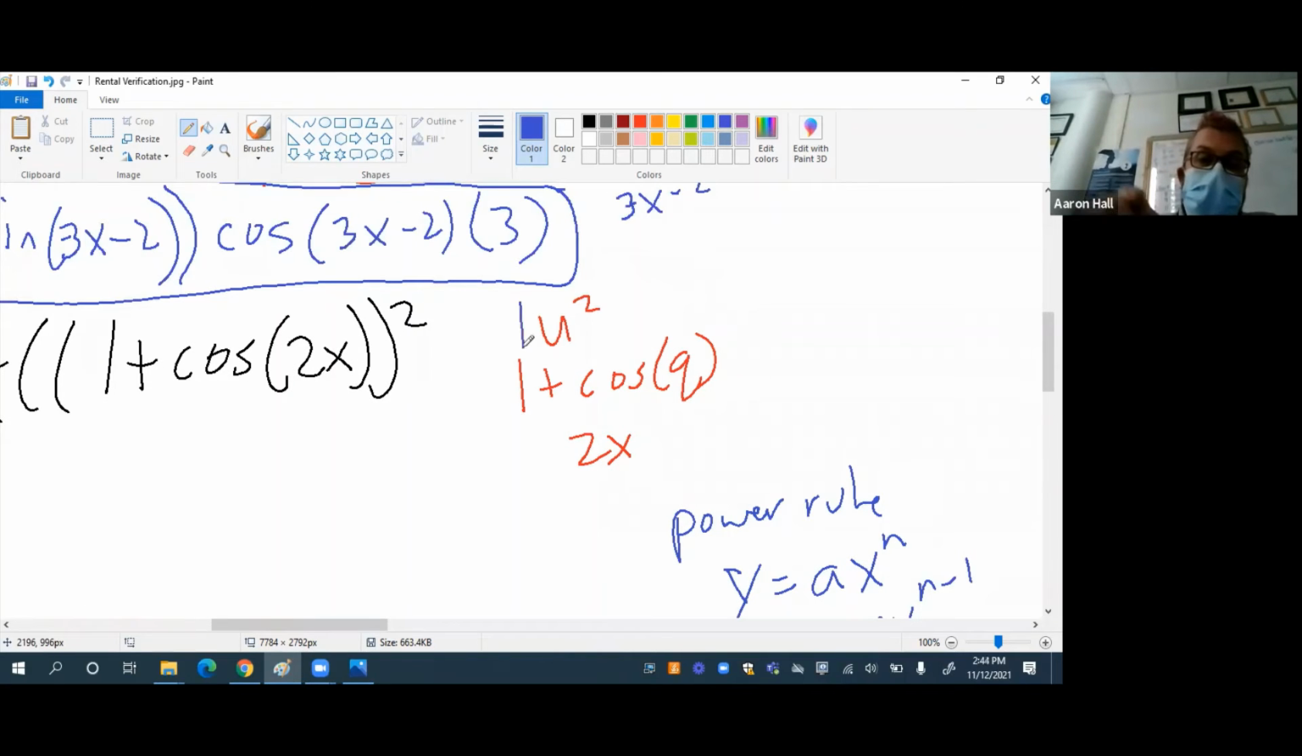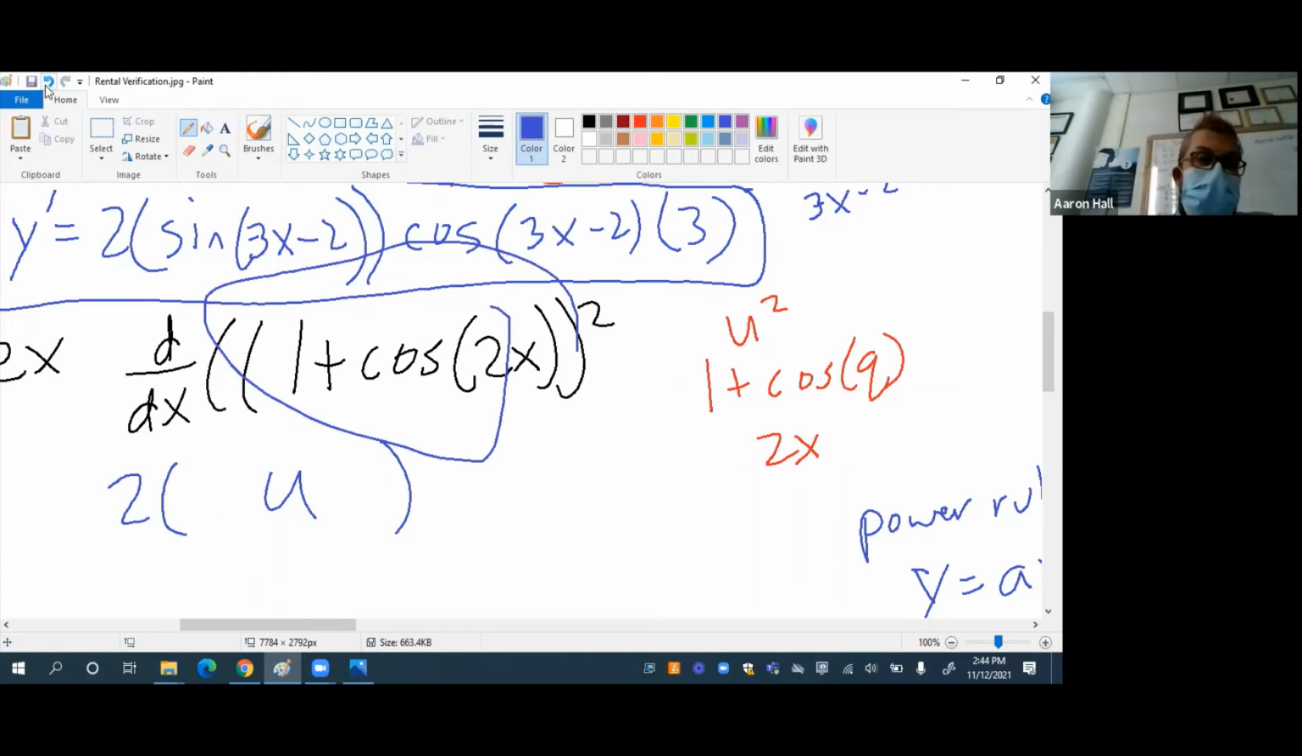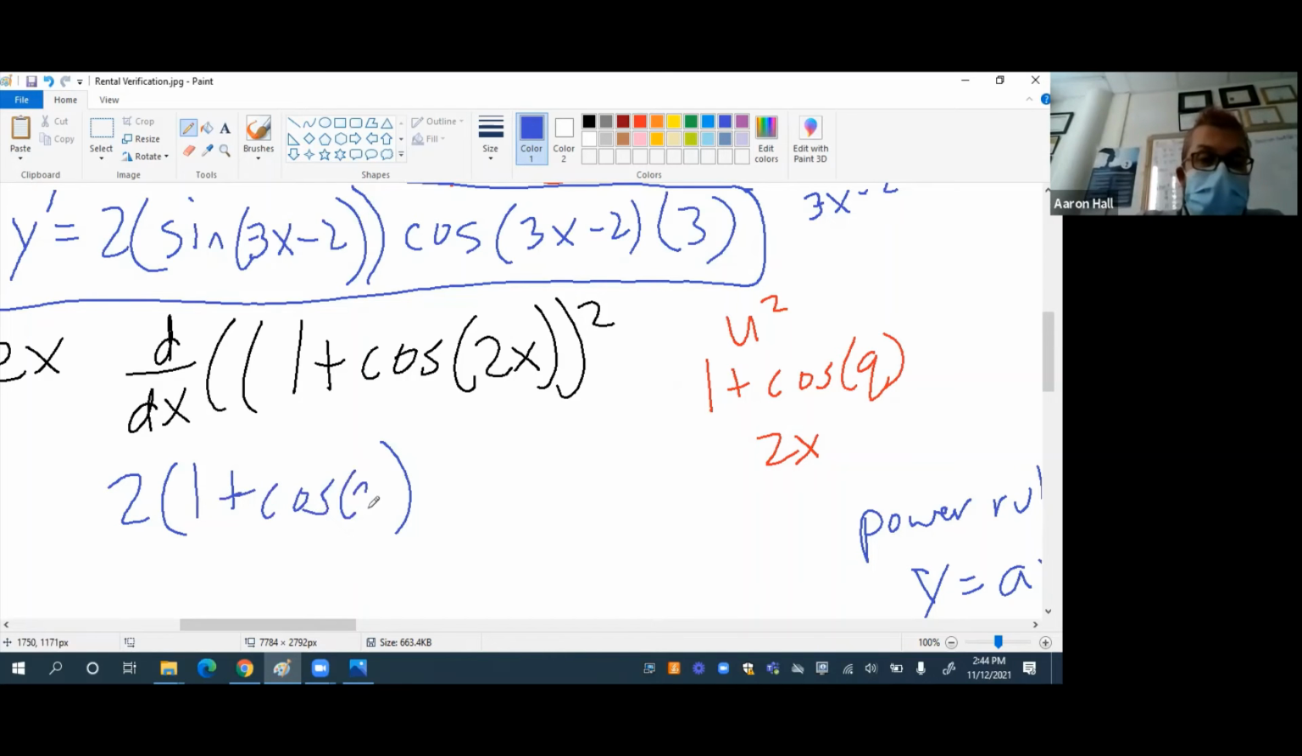Our coefficient is 1. So we multiply and we get 2u to the power of, we subtract 1 from the exponent, 2u to the power of 1, which is redundant. We don't have to write that, it's already implied. And it was never u, it was this mess in here, so I'll substitute that back in for you. So I have 1 plus cosine of 2x times the derivative, Emma, of the inside function.